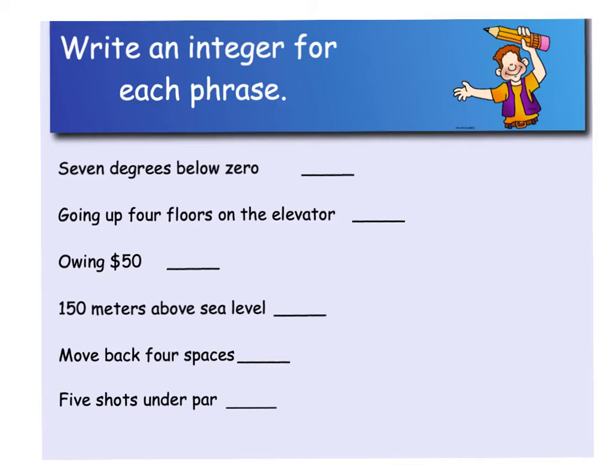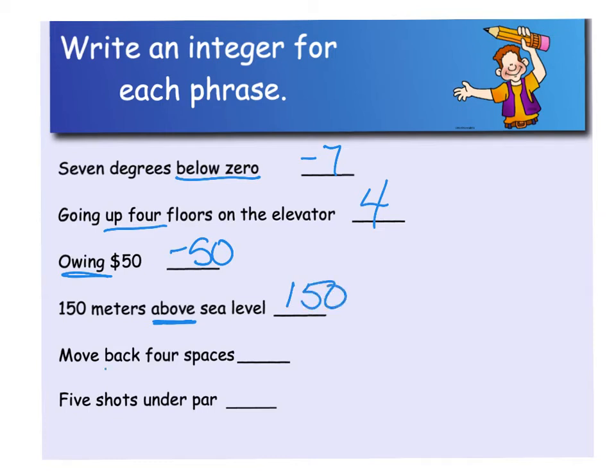So let's practice some. 7 degrees below 0. We're just going to write an integer for it. We don't need any labels. 7 degrees below 0 would be a -7 because it's below 0. Going up 4 floors on an elevator would be a +4. If you owe somebody money, you're in the hole. You don't actually have that, so you are at a -50. 150 meters above sea level, so that is a +150.